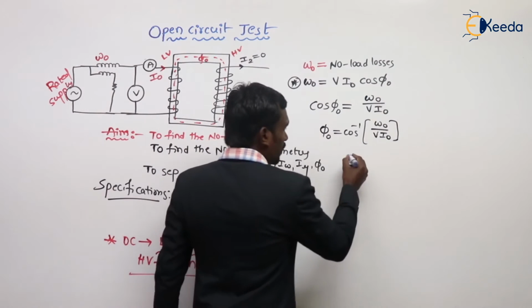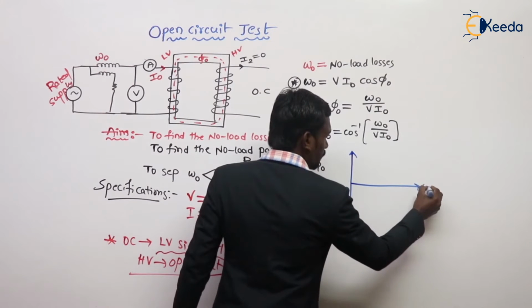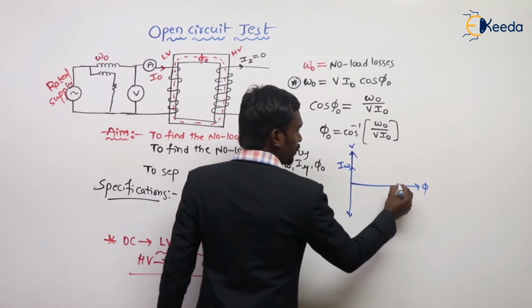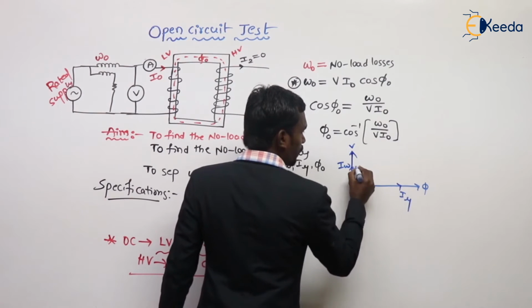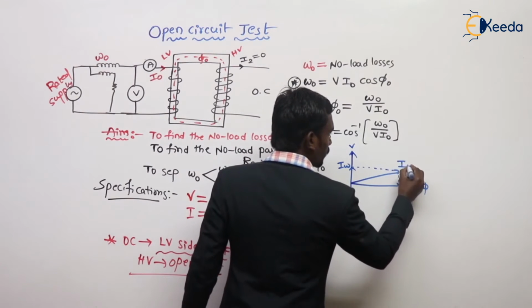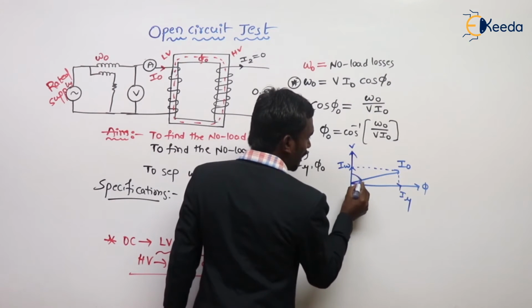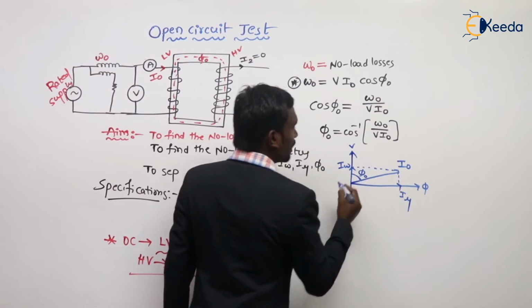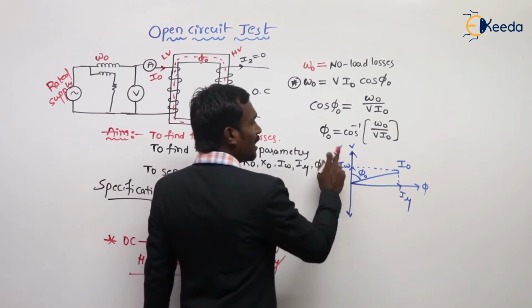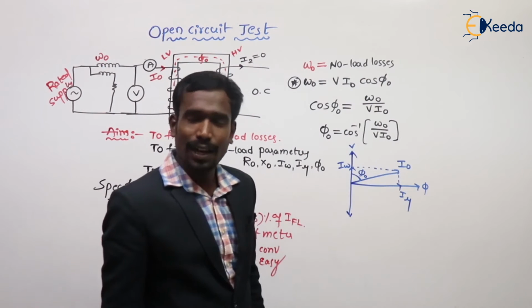Here we know the vector diagram. Here voltage V, here IW, and here I mu, and this is my I naught. The angle between voltage and I naught is nothing but phi naught. How much is this phi naught value? This phi naught is equal to cos inverse of W naught by V I naught.